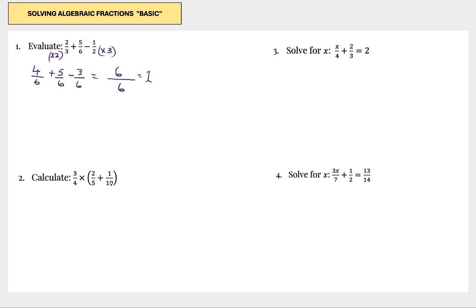Next one. Sort out our brackets first, as in BIDMAS. So I'm going to make this into a 10. To do that, I'm going to times this fraction by 2. So I'm now going to have 4 over 10 plus 1 over 10, which equals 5 over 10, and simplified is a half. So now we're going to add this half onto our 3/4.